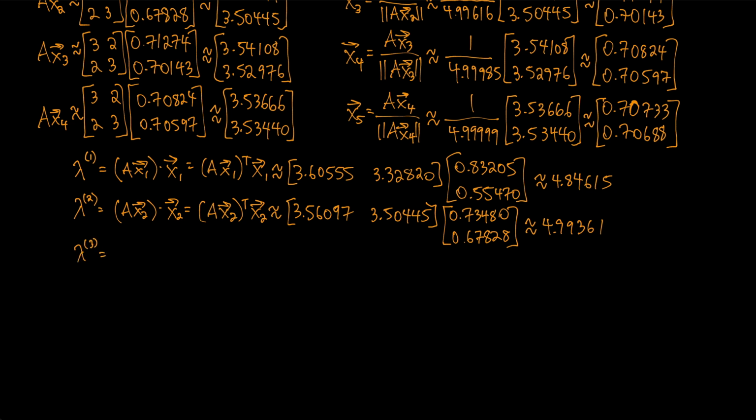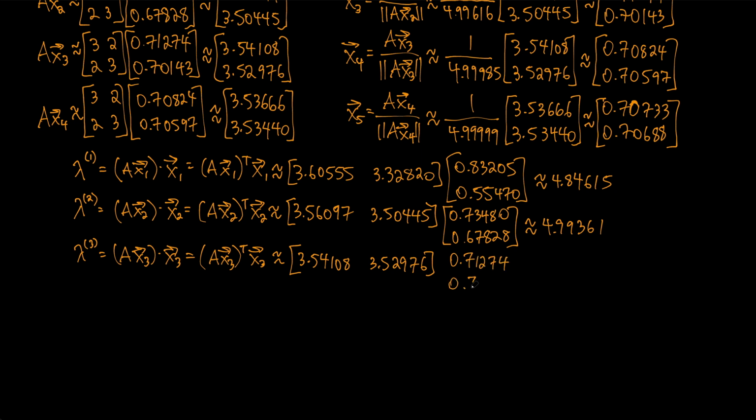Let's do the third approximation now. So Ax3 dotted with x3 gives us Ax3 transpose times x3, and we'll approximate that with [3.54108, 3.52976] times [0.71274, 0.70143], giving us 4.99974.